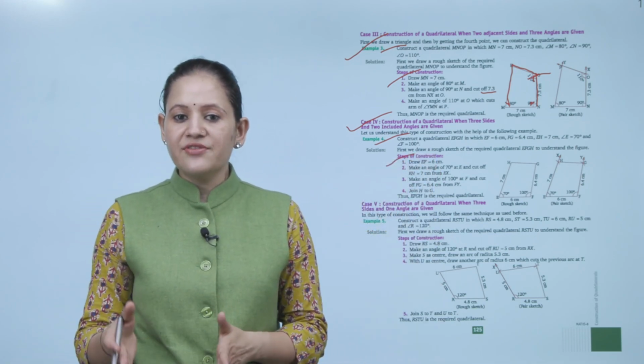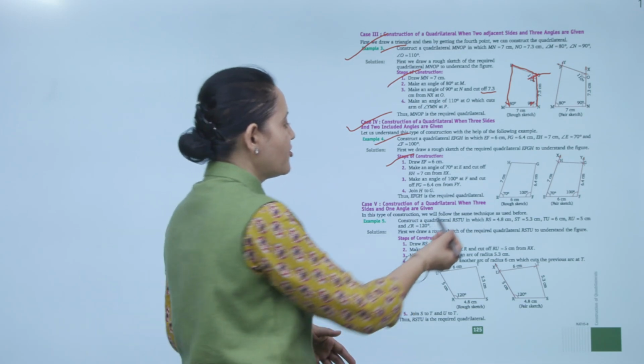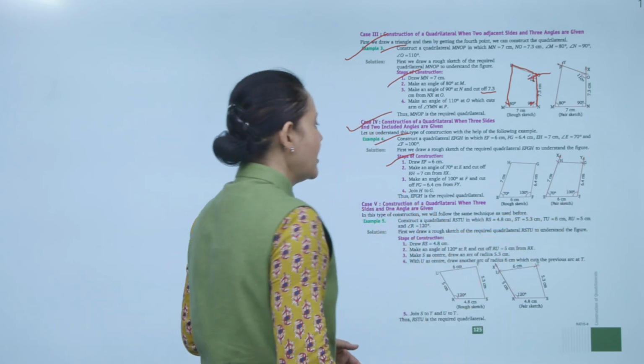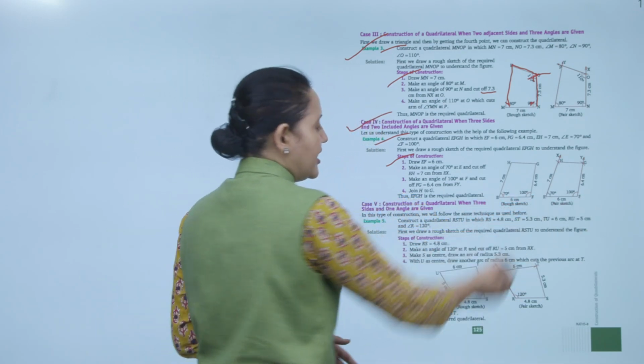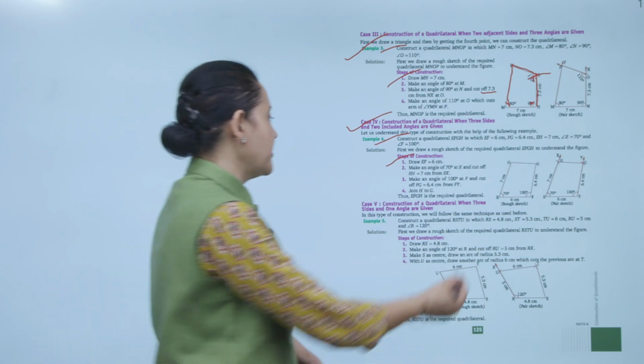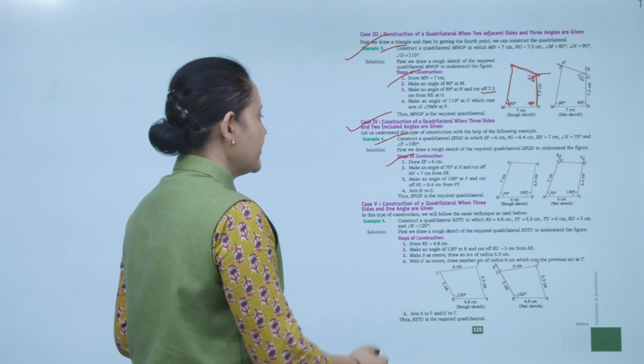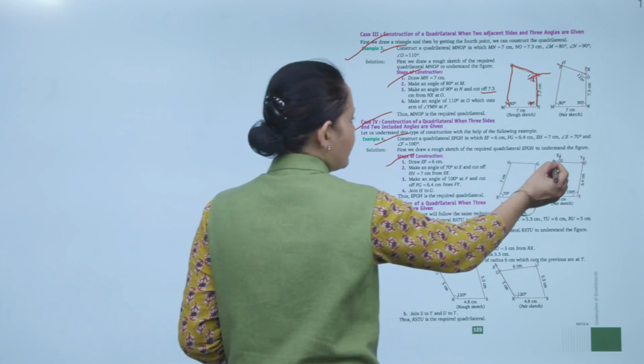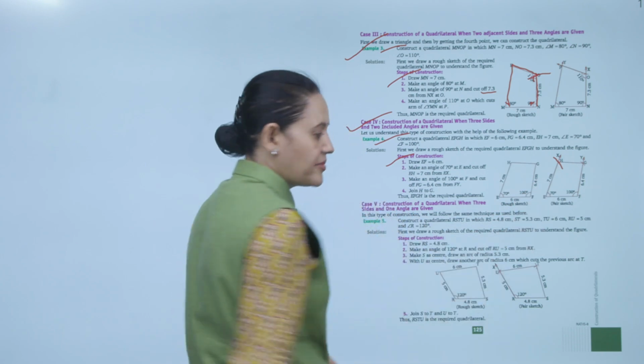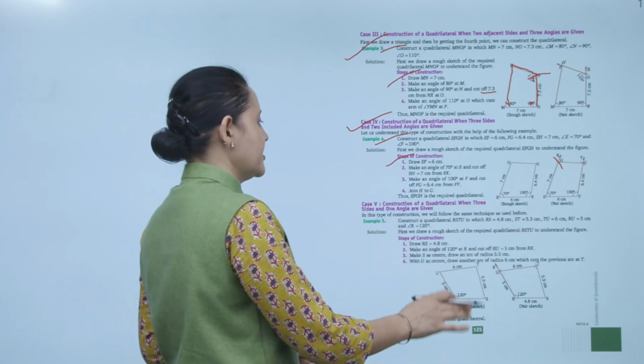First we'll draw EF, 6 cm. Then here at E we will construct the angle of 70 degrees. Clear? Now after making 70 degrees, for EH we will draw an arc of 7 cm. That is the point H.